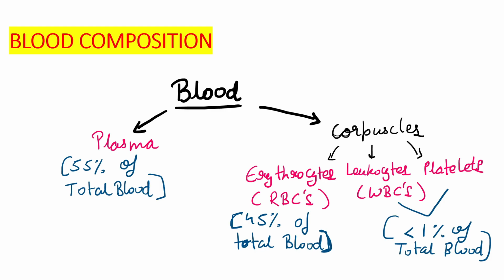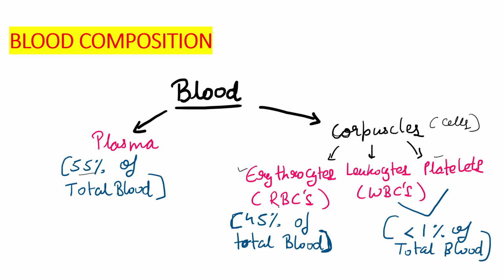Now moving further, the composition of blood. Blood has two things: one is plasma and the other is corpuscles, and corpuscles are particular cells. Plasma consists of 55% of total blood, and the rest is comprised of corpuscles. Corpuscles are of three kinds: erythrocytes, that is RBCs, which are red blood cells; leukocytes, which are white blood cells; and platelets.